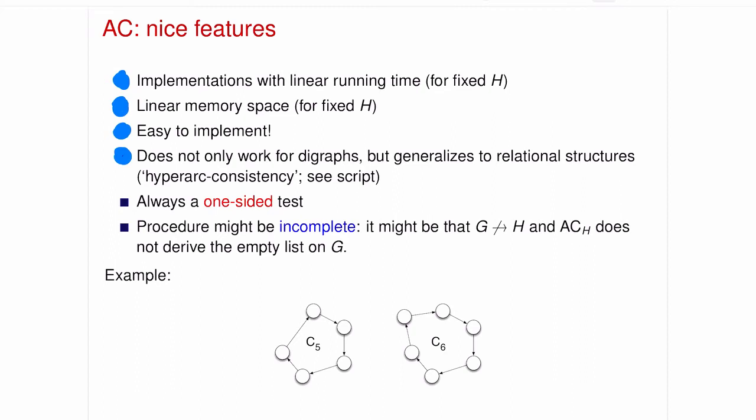On the other hand, note that it is only a one-sided test, in the sense that if the algorithm says reject, we can be sure there is no homomorphism. If the algorithm does not reject, unfortunately we don't know. So we say the procedure might be incomplete.